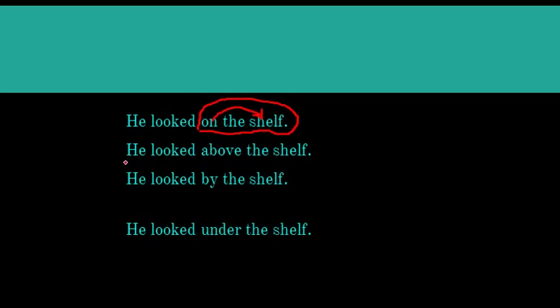Next example, he looked above the shelf. In this sentence, above is a preposition and above the shelf is a prepositional phrase. A prepositional phrase begins with a preposition and ends with its object. So it begins with above and ends with its object shelf. Shelf is an object of a preposition. This sentence means he looked to a higher position of the shelf or over the position of the shelf.